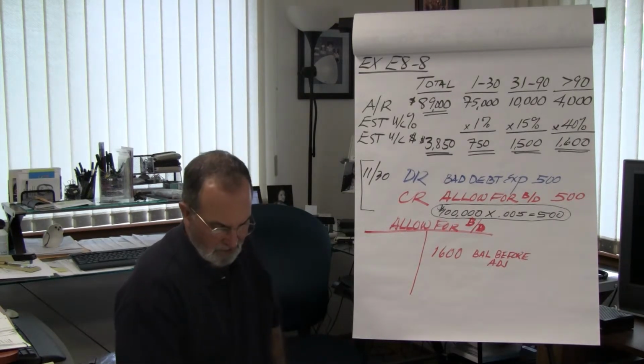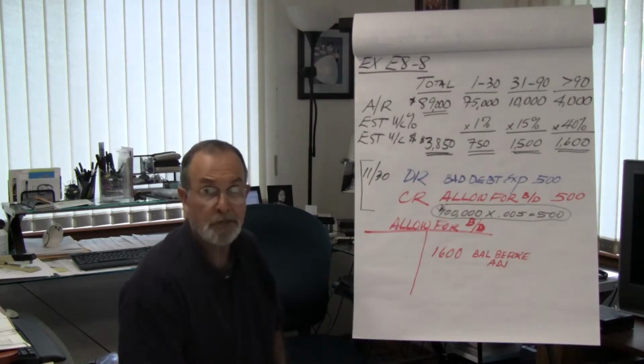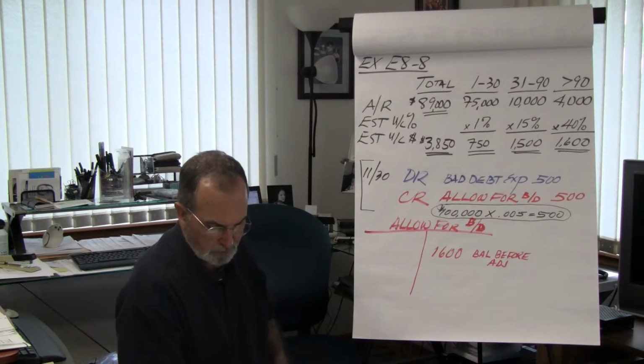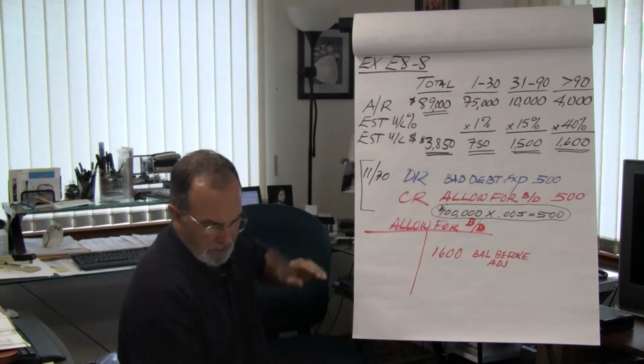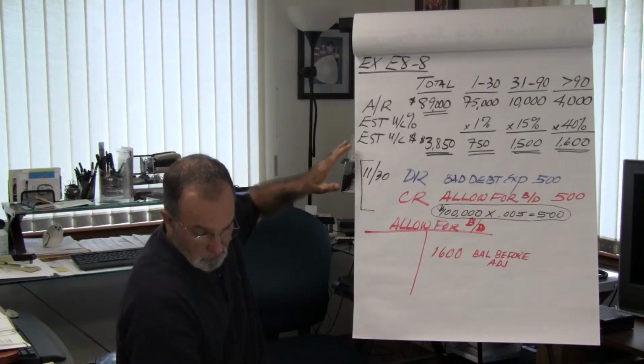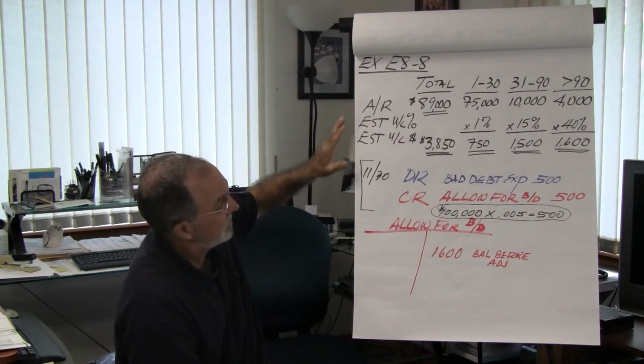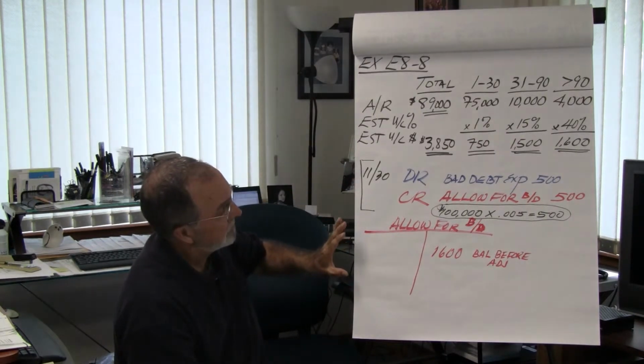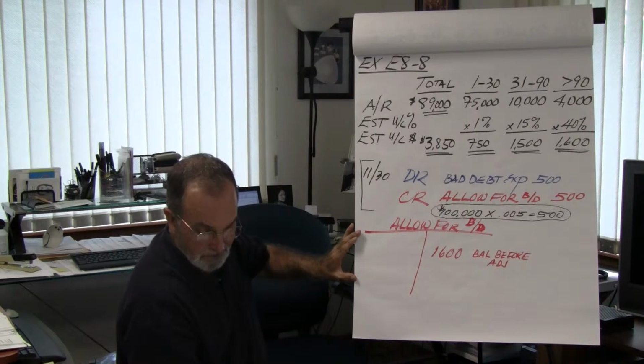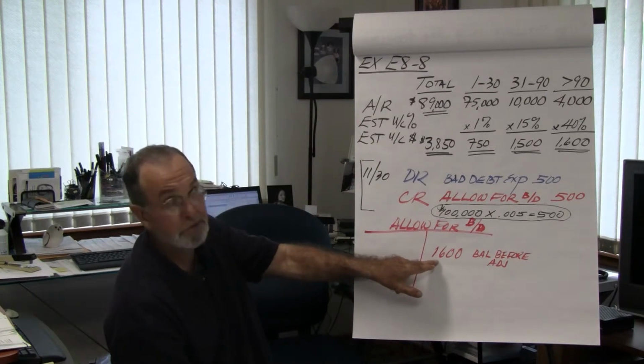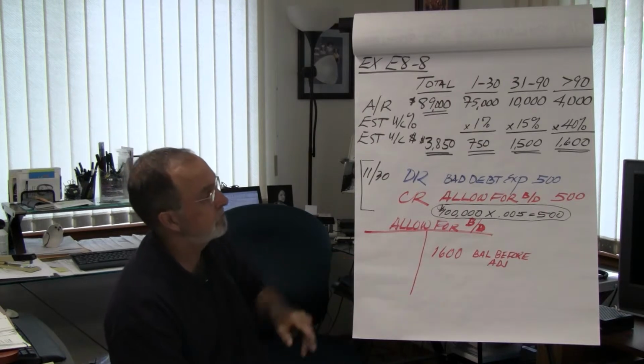So for requirement 3, well, I take it back. The other part of requirement 2 is to show the allowance for doubtful accounts with its balance before adjustment, and the balance before adjustment is a $1,600 credit balance.